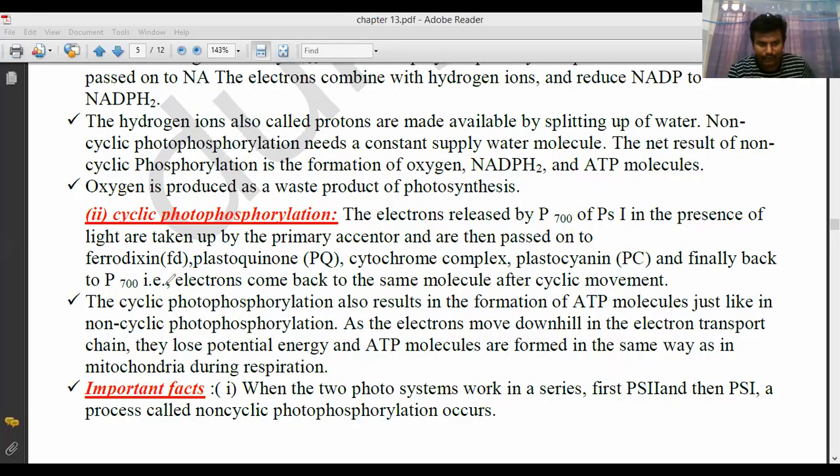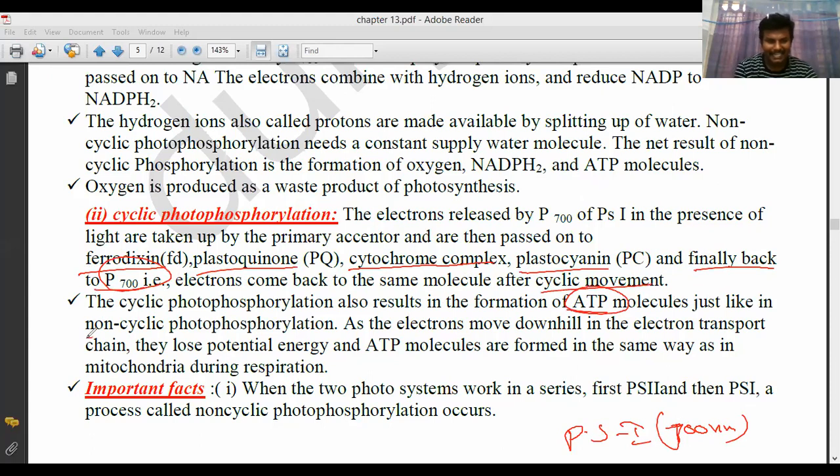Whatever I said, that is here. See here, these are all electron acceptors: ferredoxin, plastoquinone, cytochrome complex, that is cytochrome B6, cytochrome F, then plastocyanin, and finally back to P700. PS1 absorbs 700 nanometers wavelength. That is, electrons come back to the same molecule after cyclic movement. Cyclic photophosphorylation also results in the formation of ATP molecules, just like in non-cyclic photophosphorylation. In the same way, even in cyclic photophosphorylation, ATP is released.